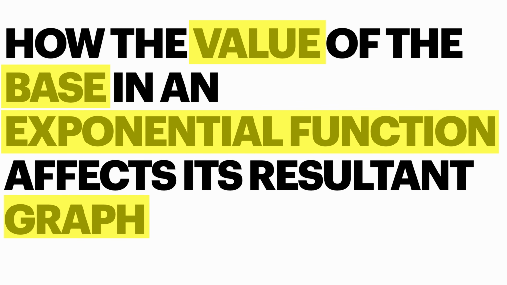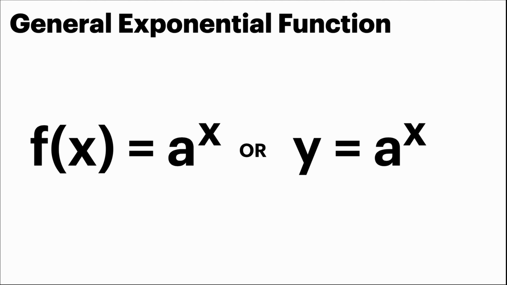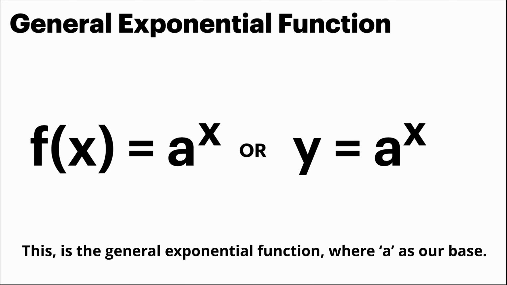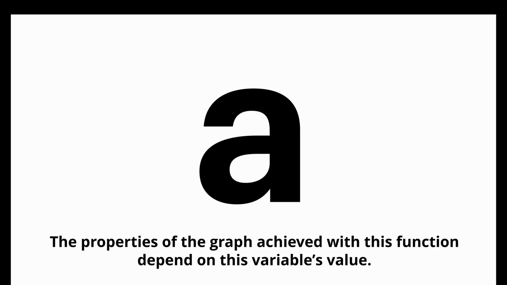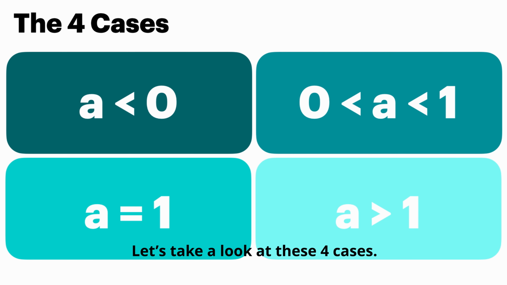Today, we are learning about how the value of a base in an exponential function affects the graph. This is an exponential function, where a is our base. The properties of the graph achieved with this function depend on this variable's value. Let's take a look at these four cases.